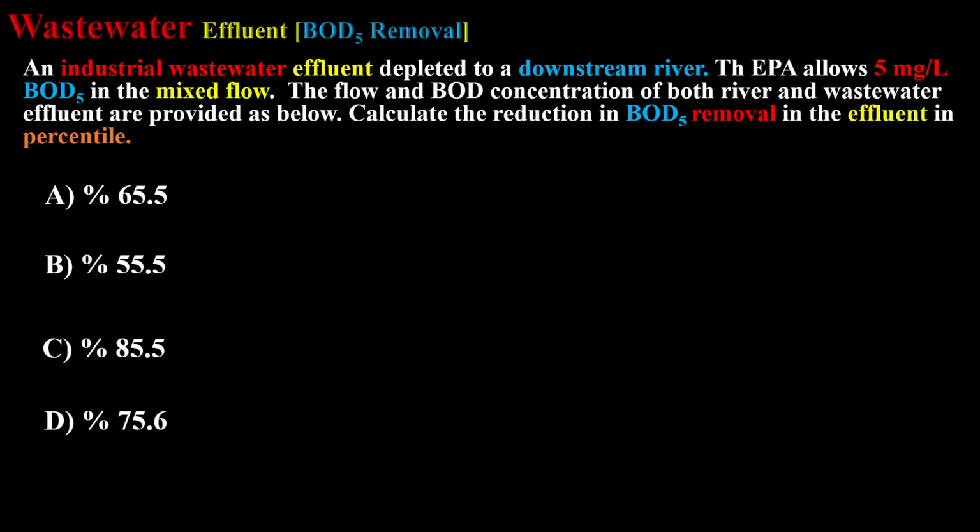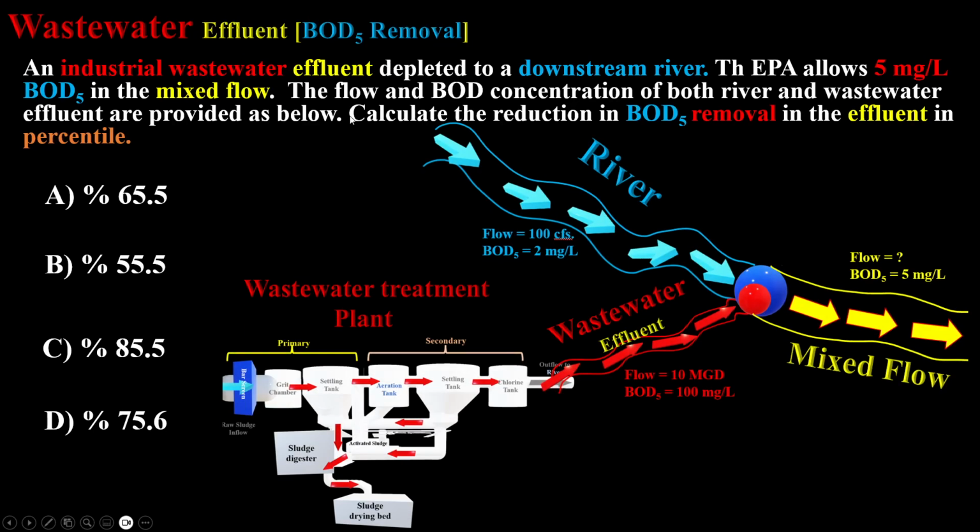So we have an industrial wastewater effluent which is discharged to a downstream river, and at the intersection the mixed flow moves forward with a BOD5, which the EPA, Environmental Protection Agency, allows to be only 5 milligram per liter in the mixed flow. We want to calculate the reduction in BOD5, the removal in the effluent wastewater, in terms of percentage.